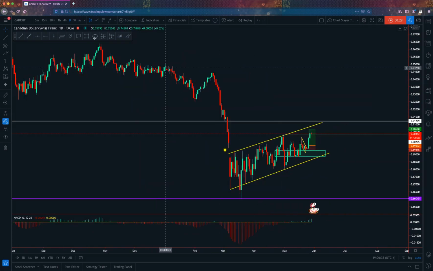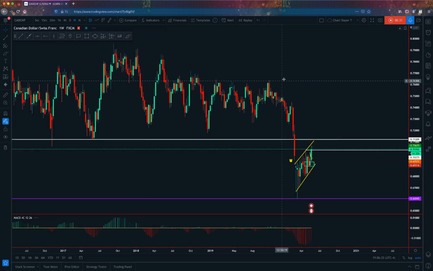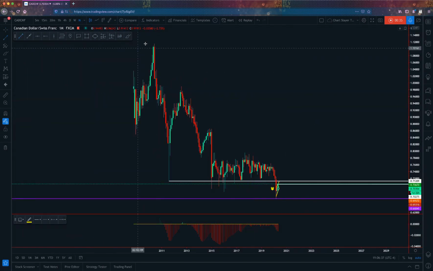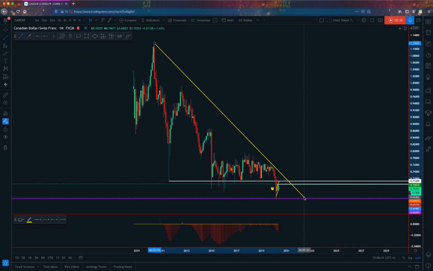So if we look here, let's go on the weekly really quick. Actually, let's go on the monthly, to see what overall trend we're in. And the trend we're in on CAD Swiss franc is actually a downtrend. So this is something that we want to keep in mind when we're trading the market. We are in this downtrend, so any buying opportunities are temporary. Let me say this again. Any buying opportunities are temporary.